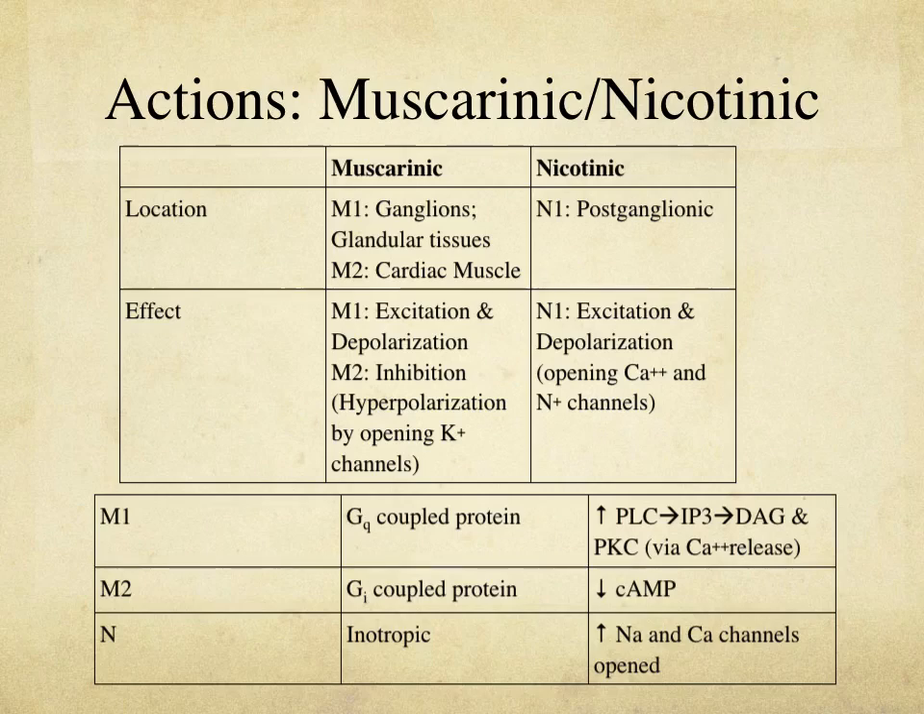The nicotinic side is all postganglionic, and it's all excitation. So what it's going to do is open up the channels, either calcium channels or sodium channels, leading to the excitation to take place. Now notice that we have the coupling within the muscarinic receptors, where we're going to have two distinct pathways of activation, either the IP3-DAG pathway or the cyclic AMP pathway, which we'll talk about in more detail when we get into the physiology of how receptors actually function.